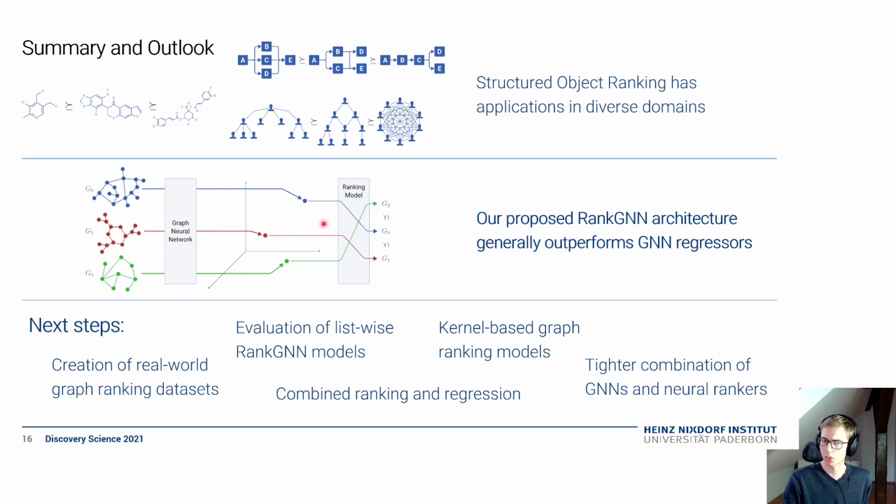Lastly, for future work, it would be interesting to consider a much tighter integration of graph neural networks with ranking models, which may not even need the intermediary step of a graph vector embedding. For example, by constructing a special ranking convolution operator, which directly operates on pairs of graphs instead of individual graphs as it does right now.